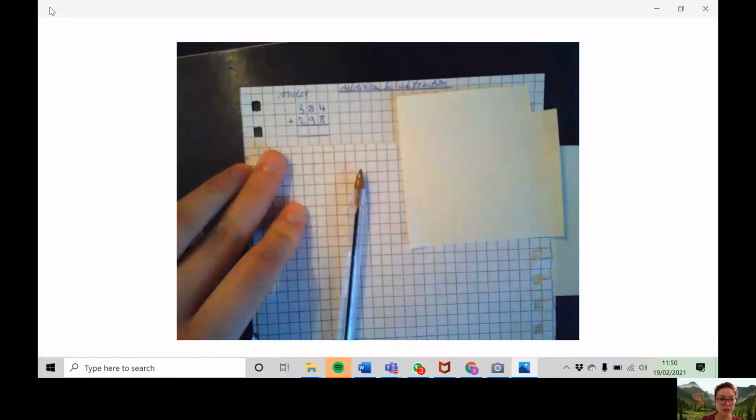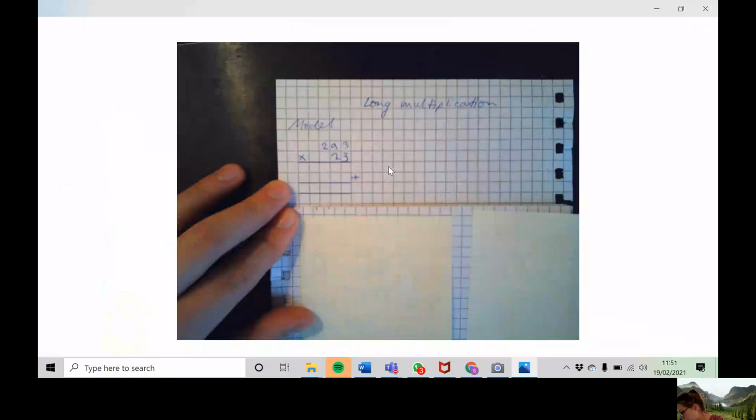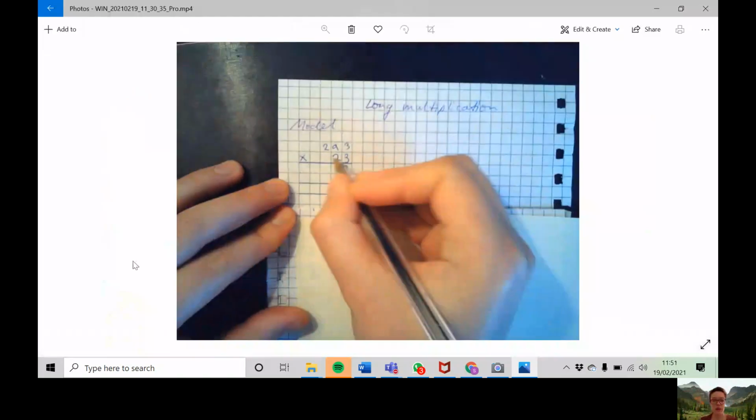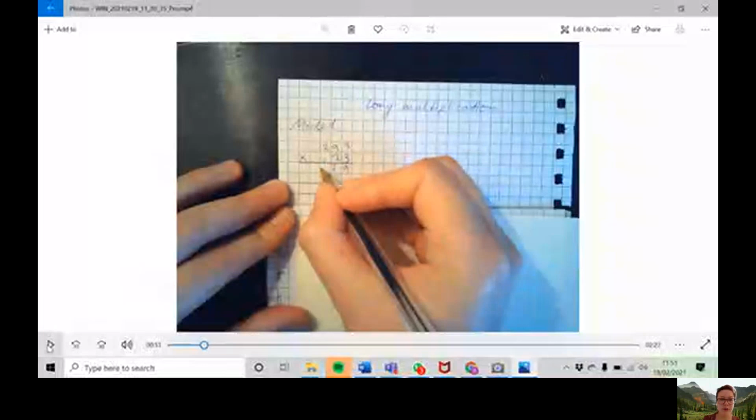Okay, this is a new video. Long multiplication. Going to model it for you up there. So 3 times 3 is 9. 3 times 9 is 27, so we put the little 2 there. 2 times 3 is 6. Remembering to add the 2 gives us 8.